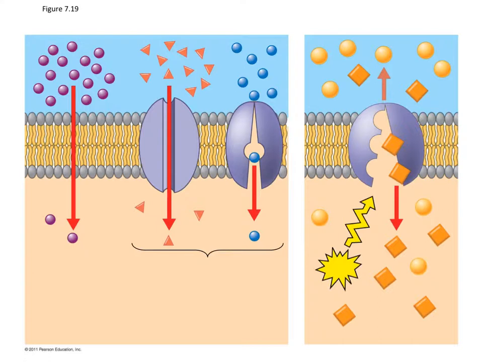Some molecules are going, or I should say solutes, because not everything crossing the membrane is a molecule. Some of it's ions. Some solutes can cross the membrane directly. So you see these are going straight through the phospholipid bilayer. They don't have any helpers getting them across. This process is called simple diffusion.